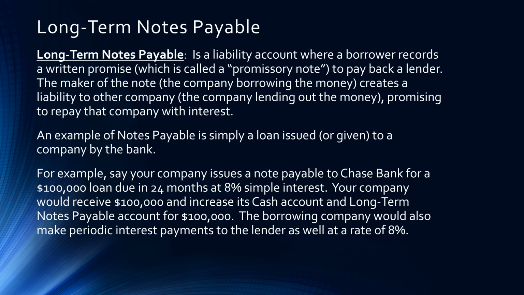For an example, say your company issues a note payable to Chase Bank for a $100,000 loan due in 24 months at 8% simple interest. Your company would receive $100,000 and increase its cash account and its long-term notes payable account for $100,000. The borrowing company would also make periodic interest payments to the lender as well at a rate of 8% based upon the agreement.